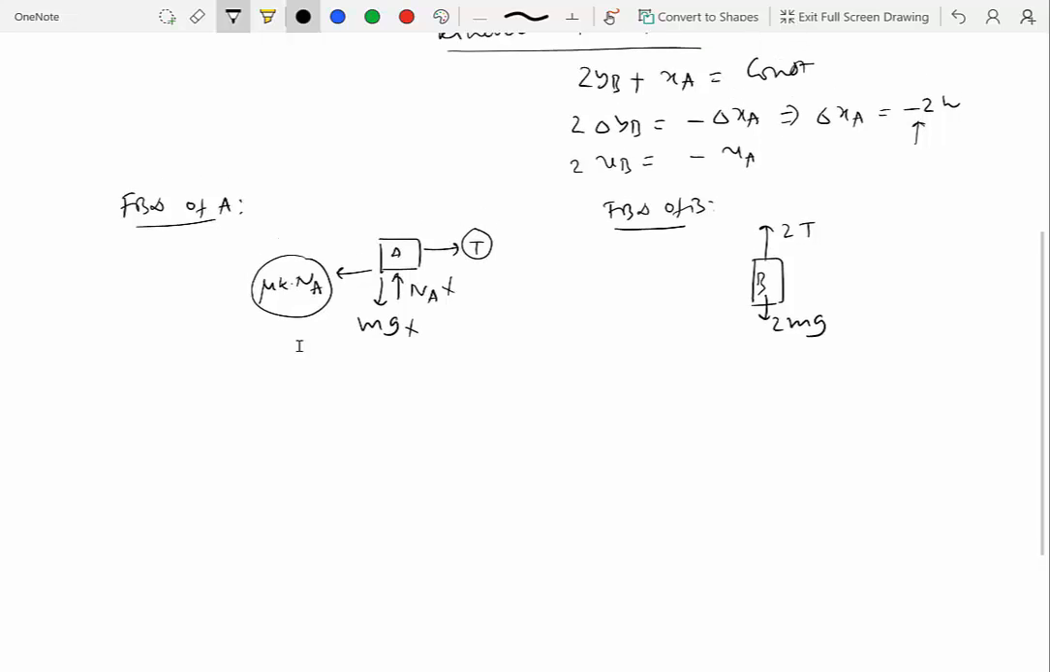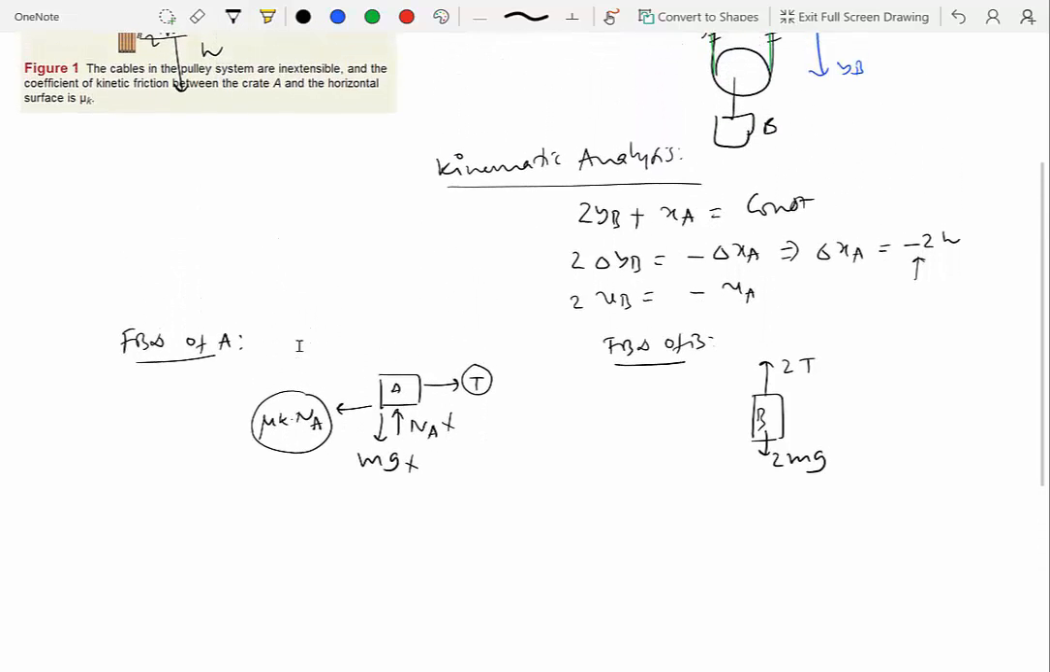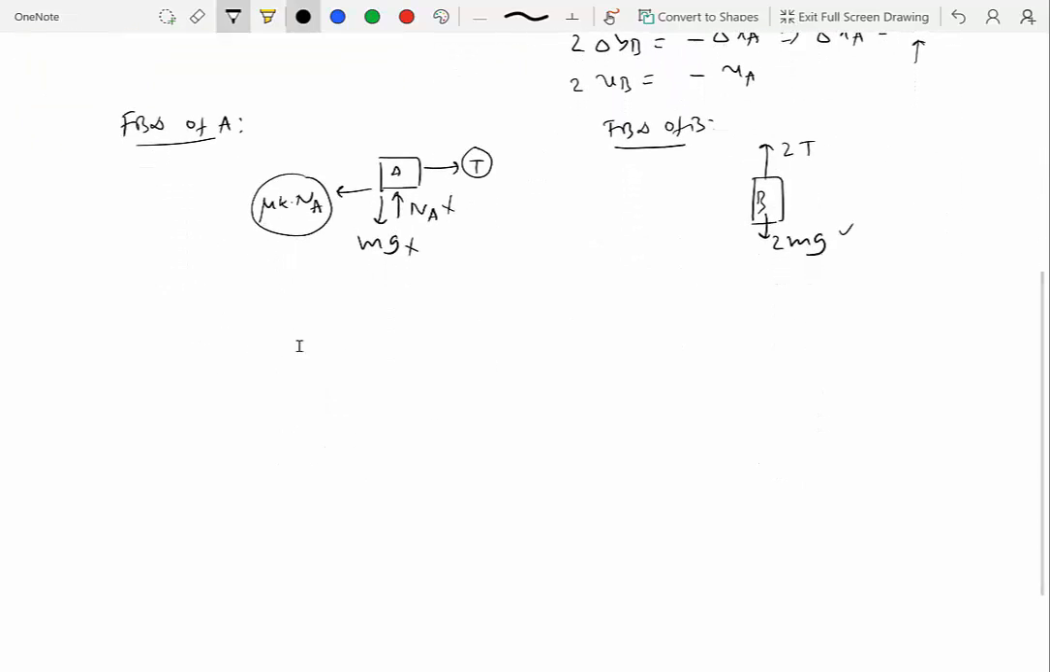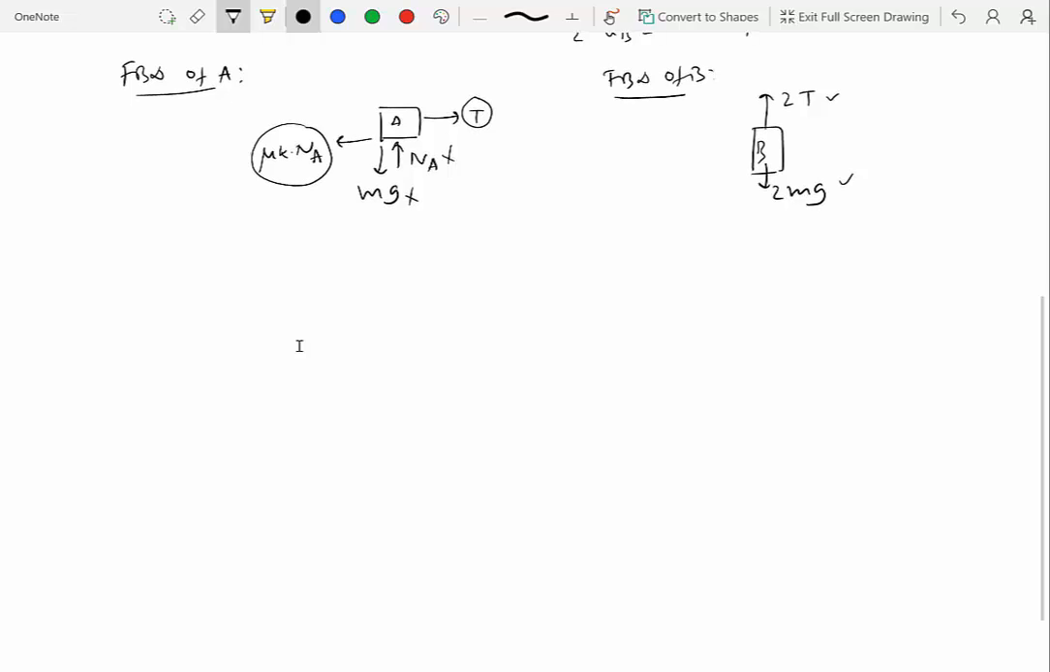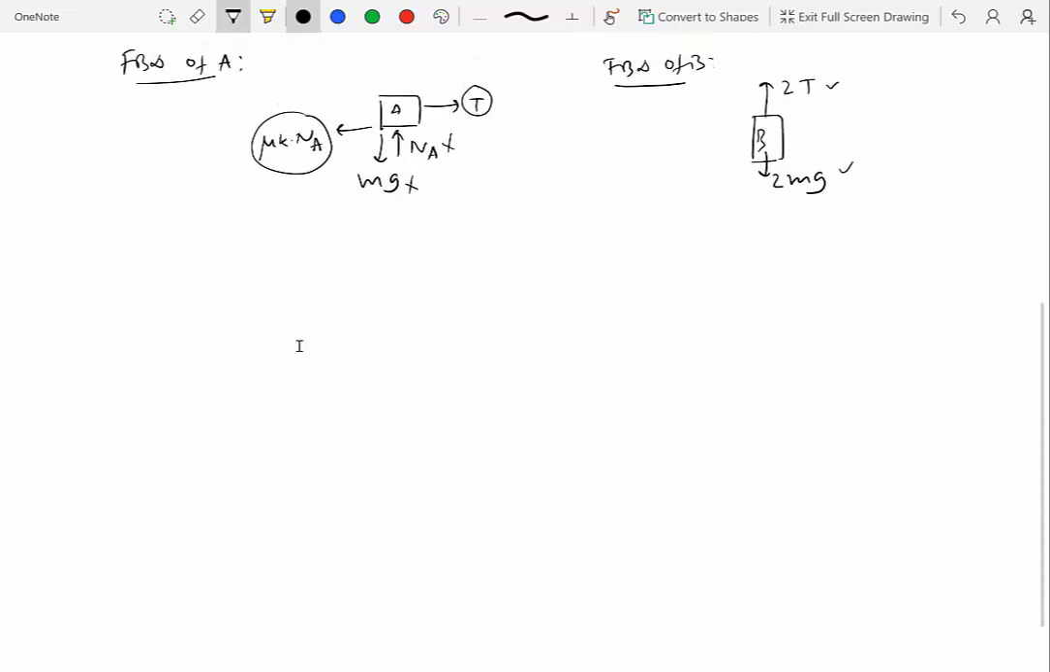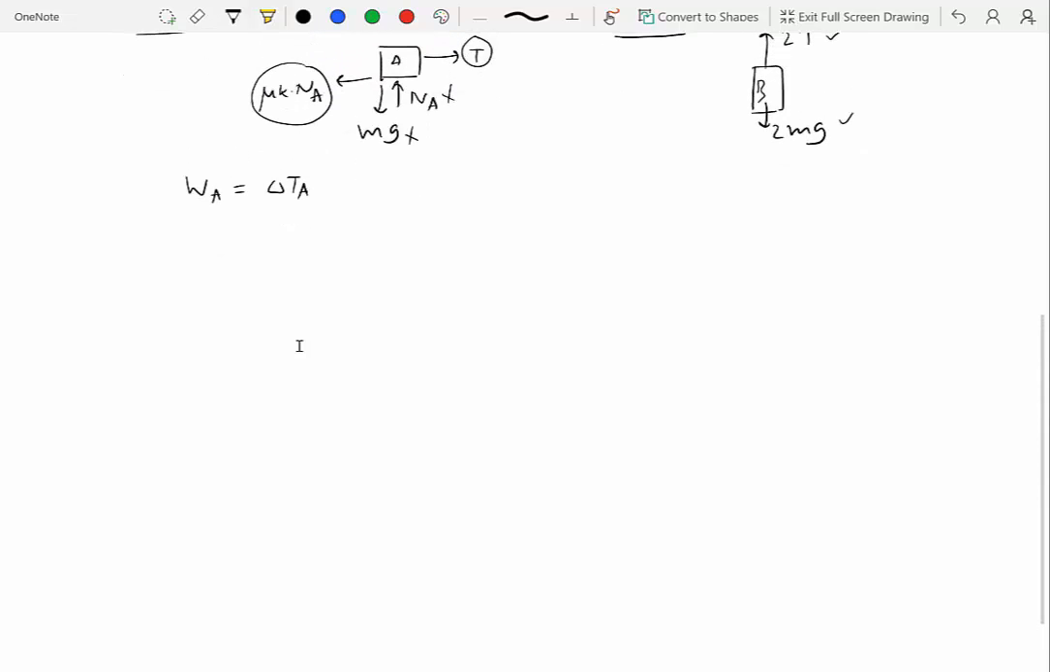Now which of these two forces will do any work? Both of them will do work, right? 2mg is going to do work and 2T is going to do some work as well. Now let's try to write the work energy equation for each of them. We'll do it for A separately. So work done on A is equal to change in kinetic energy of A, right? So what is W_A? That's the total work done.